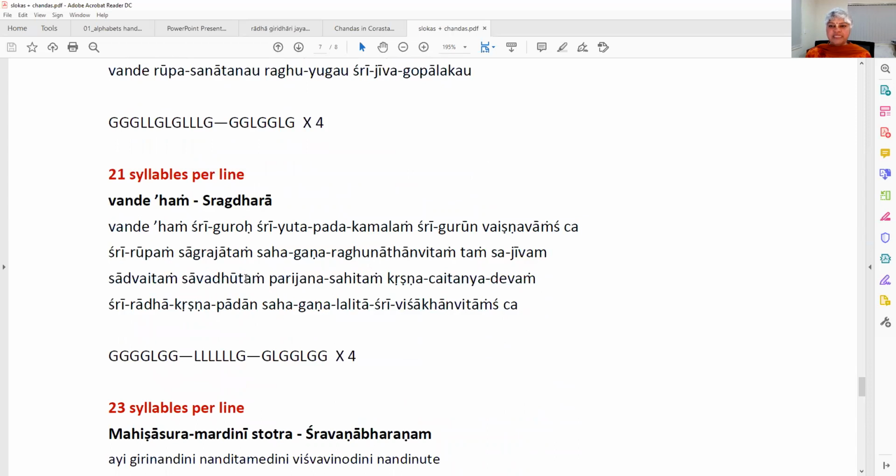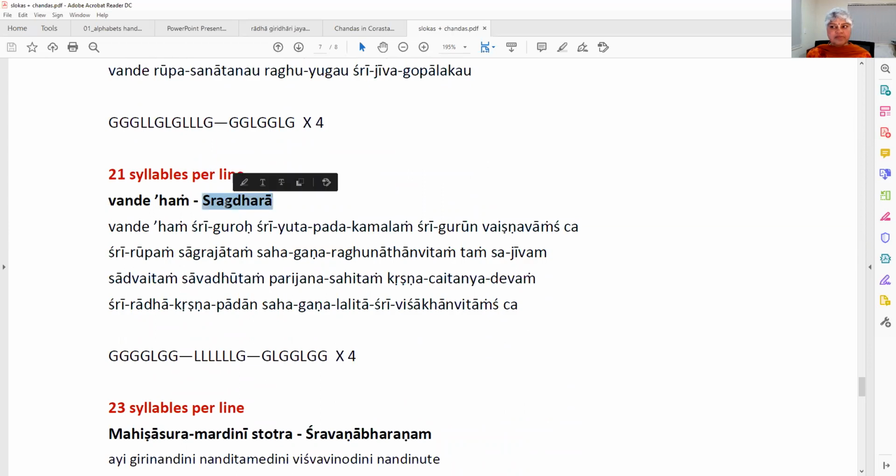Then we come to 21 syllables per line, which is our Mangalacharan prayer, the prayer to the Shad Goswamis, the prayer to our Guru, all the Vaishnavas, and then to the Panchatattva, and then Radha Krishna and all the Sakhis. It is in the meter called Sragdhara.